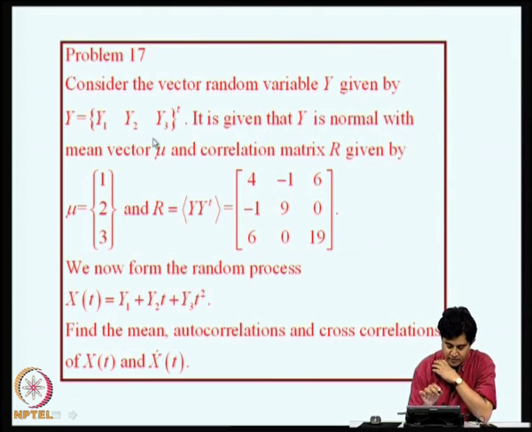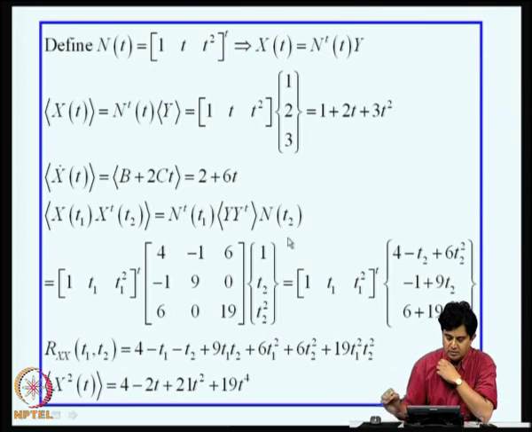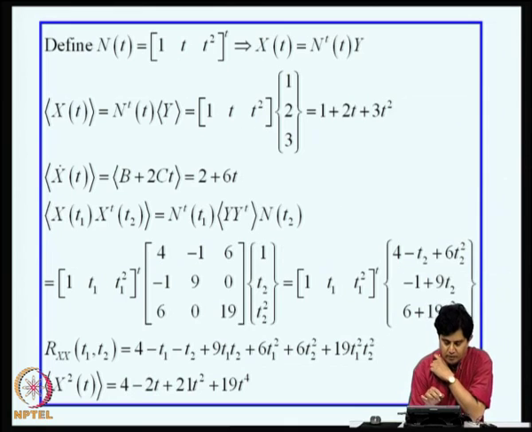Y is a 3 cross 1 vector. So, mean is 3 cross 1 and the correlation matrix is 3 by 3, it is symmetric. Now, we define a vector n of t as 1 t t square, so that x of t can be written as n transpose y.